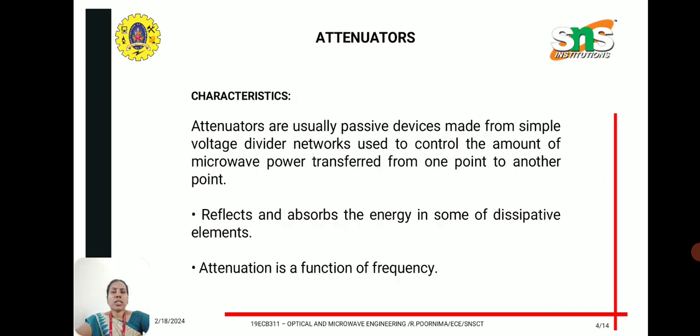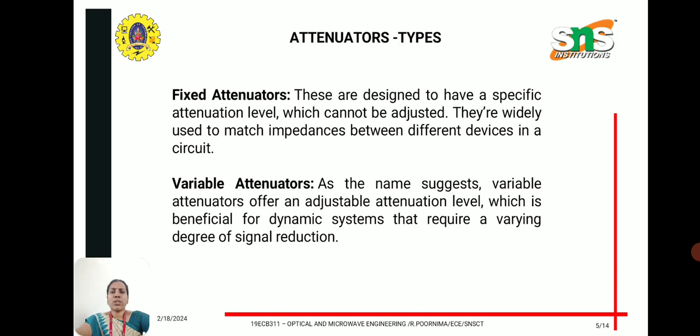Some of the characteristics of attenuators are that they are passive devices made from simple voltage divider networks, used to control the amount of microwave power transferred from one point to another point. So they attenuate the signal by reflecting or absorbing the energy in some dissipative elements. And the attenuation is a function of frequency. As for types of attenuators, there are two types: fixed attenuators and variable attenuators.